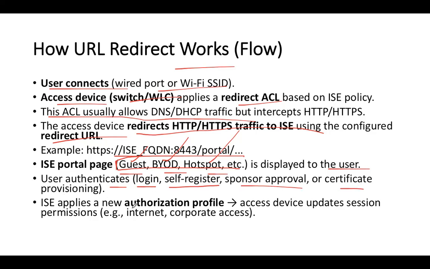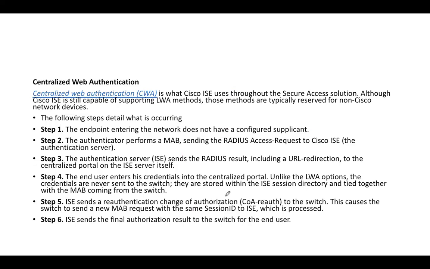And then finally, ISE applies a new authorization profile, which means the access device updates session permissions. Like internet access you will have, or you will have corporate access. That is defined under the authorization profile as to what you are supposed to do and where you are supposed to connect. So I have put these bits and pieces, like the configuration part, separately, and then I will discuss it.